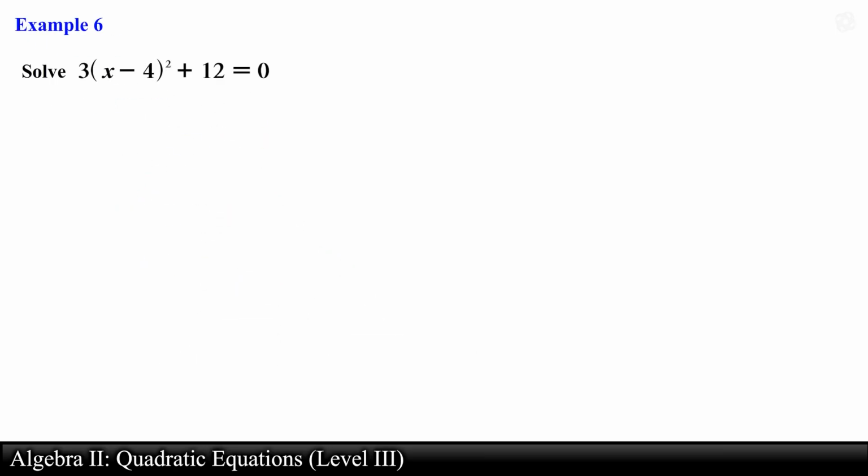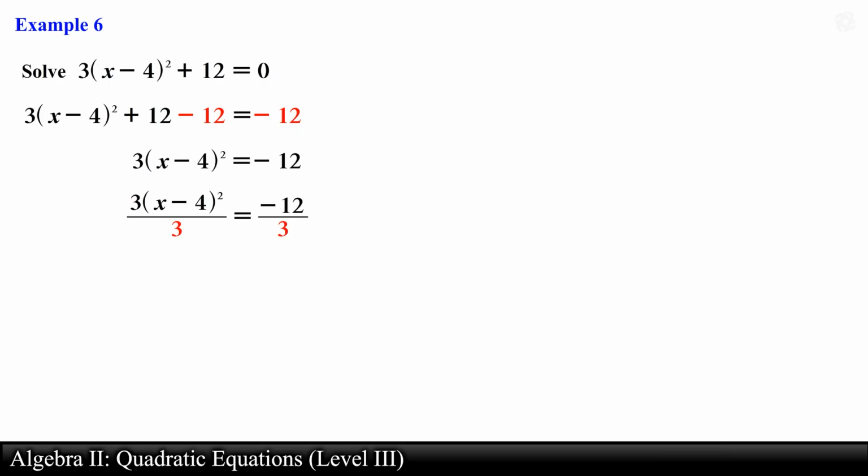Solve the equation 3 times the quantity x minus 4 squared plus 12 equals 0. Alright, this equation is currently in standard form, so we first subtract 12 from both sides, as follows. Next, we divide both sides of the equation by 3 and obtain the following expression. x minus 4 squared equals negative 4. Now we take the square root of both sides. Doing that, we obtain the following.